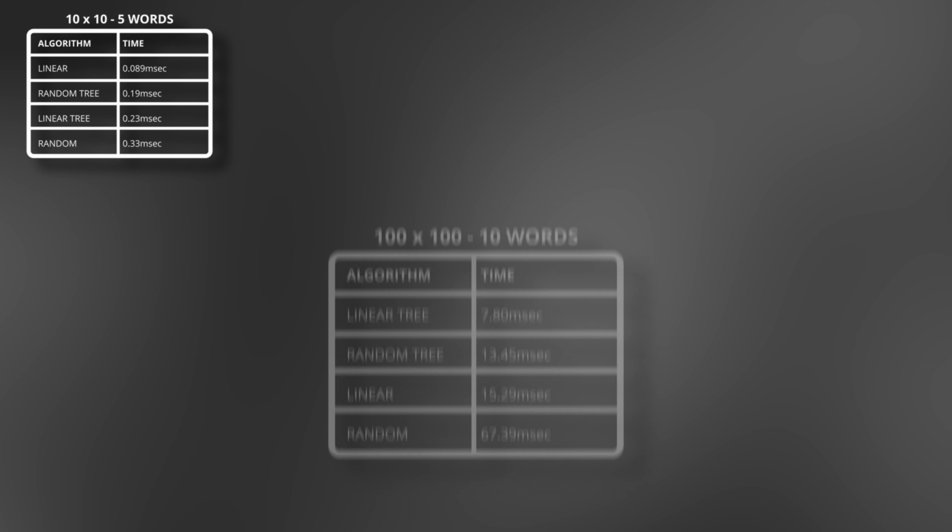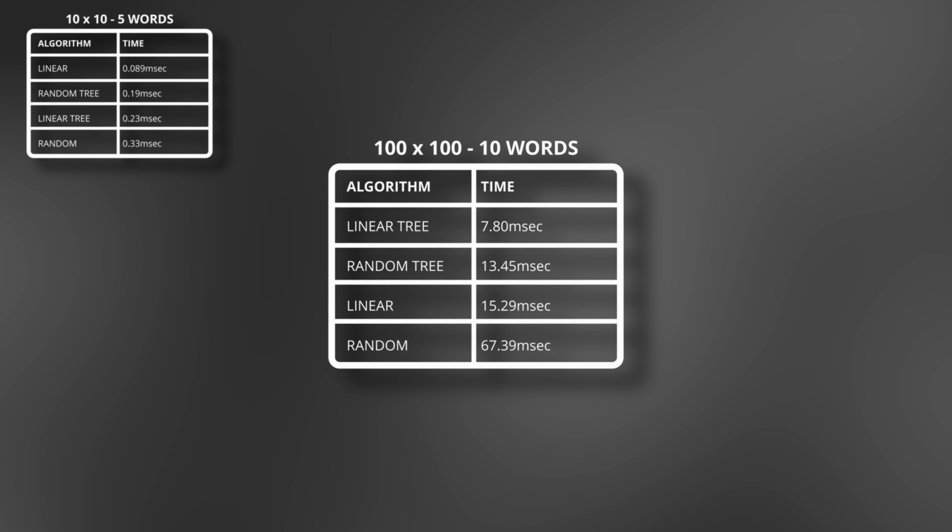Similar results could be seen with the 100 by 100 word search. Once again, all the algorithms were very quick, but the random algorithm came in last again, taking 67.39 milliseconds. However, this time, the linear tree algorithm came out on top, taking 7.8 milliseconds.